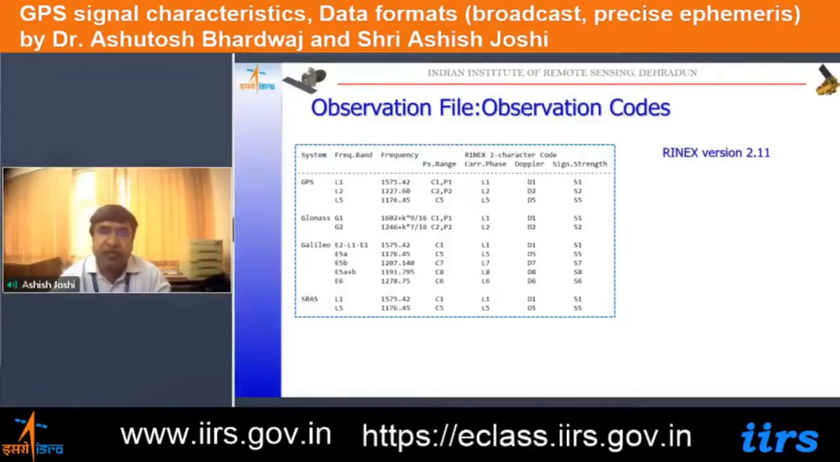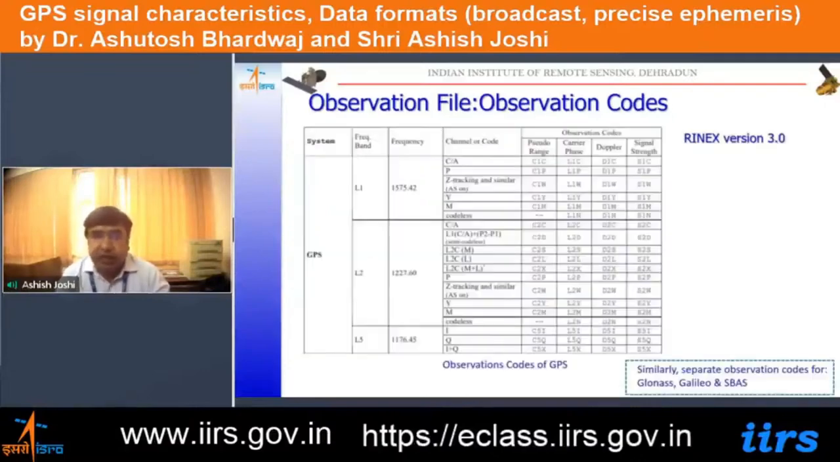So for different RINEX versions, we have different observation codes. This is the latest version 3.0, which was released in 2007. Then we have different codes for the GPS, like L1, L2, L5, and different codes for the different constellations. Similarly, we have the observation codes for GLONASS, Galileo, and ISRO also, like this one only. So this is RINEX version 3.0.